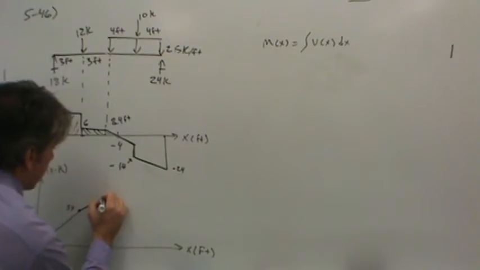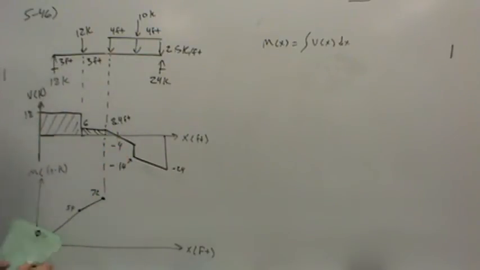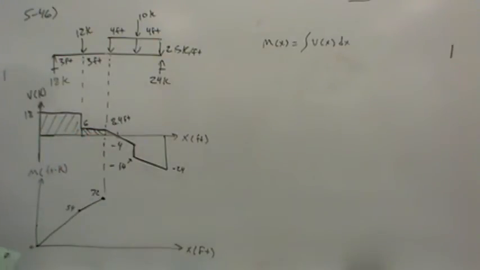So when I draw my moment diagram, this point is 72 because I've added 18 foot kips worth of moment to the 54. And notice it's a linear line again because this is a constant shear, but it's not as steep as initial because it's not as much shear per foot being added.